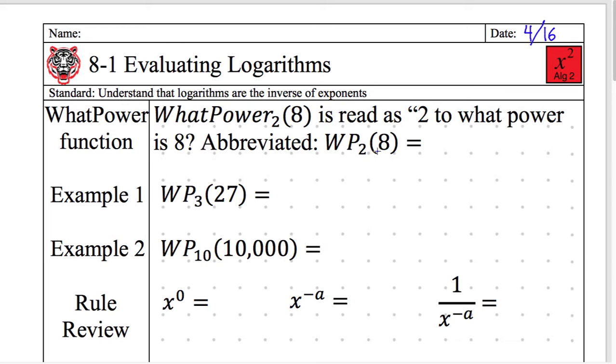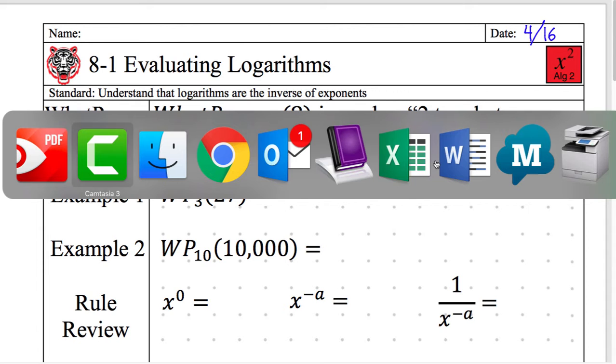All right, 2 to what power is 8? Fiona? Yes, it is 3. 2 to the third power is 8. So we're getting some experience with this what power function.